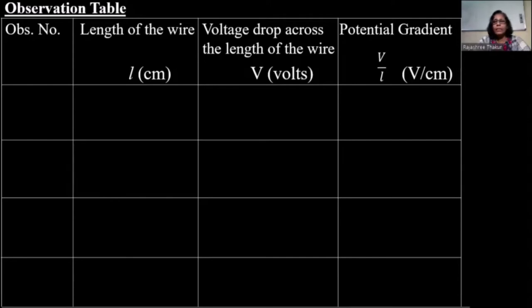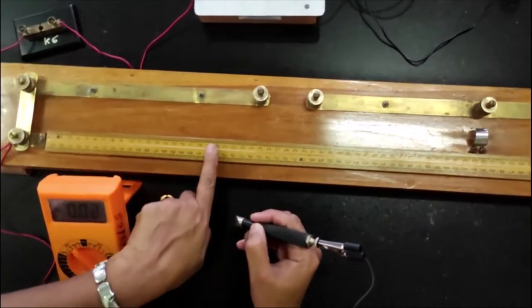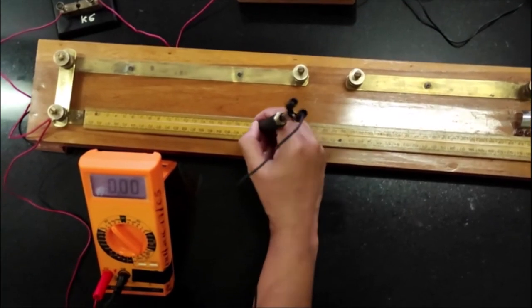All right. So we are going to take four readings, 1, 2, 3, and 4. So our tabular column is ready. Let's perform the experiment and record the readings in this tabular column. Hold the jockey at 20 centimeter length of the wire.